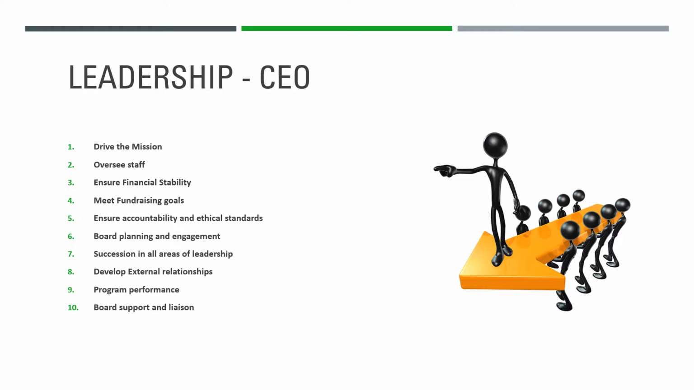Board planning and engagement: they should be very aware of how to interact with the board, and that they can do succession in areas of leadership. The organization basically runs on making sure all areas of leadership are covered. If you have a high rate of attrition, you're going to find a lot of gaps. So the CEO or the leader of the organization, whether it's the president or executive director, must make sure that there is consistency in succession planning for all areas of leadership.